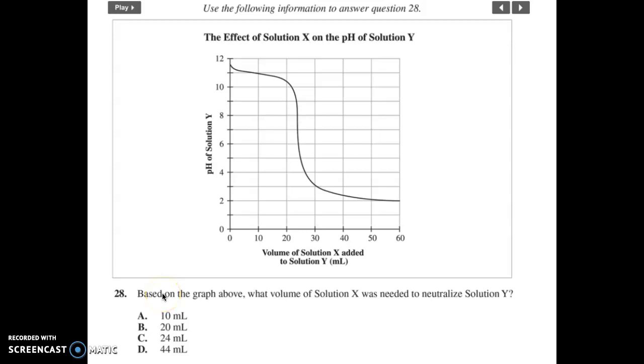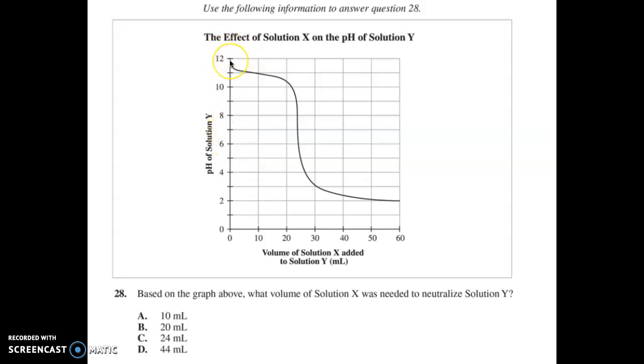Right, so for this question, we're going to take a look at the graph in particular. Specifically, this x-axis is the volume of solution X added to Y. And then on this side we have the pH. So basically we're trying to find out when neutralization happened. So really what this comes down to is finding out when the pH hit 7. So 7 is up here, 0, 2, 3, 4, 5, 6, 7.